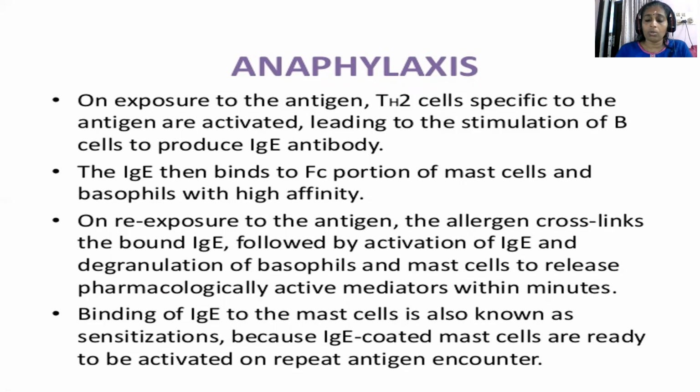give an instruction to the mast cells to produce degranulation of basophils as well as mast cells, and that results in the production of pharmacologically active mediators within a short time. Within minutes, the mast cells will produce chemical mediators. This binding of the allergen to IgE we call sensitization. That is a priming dose that results in the degranulation and production of chemical pharmacologically active mediators.